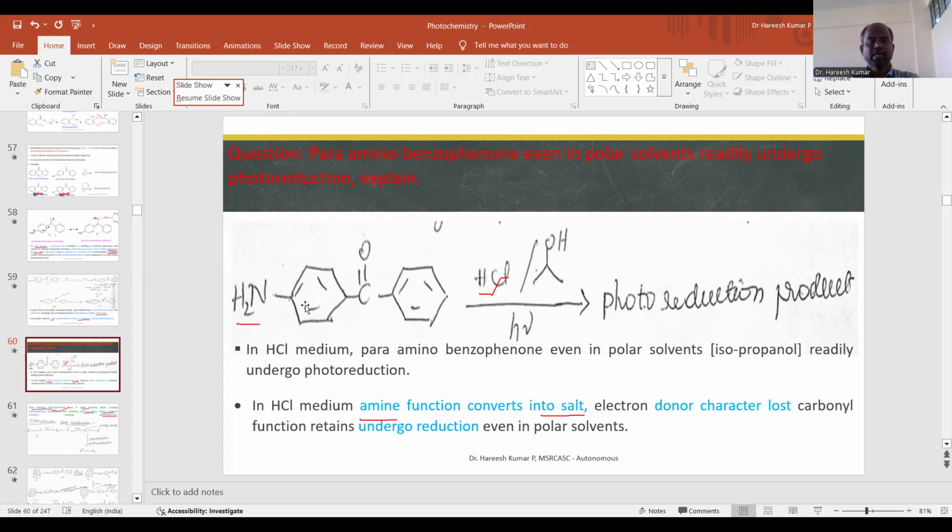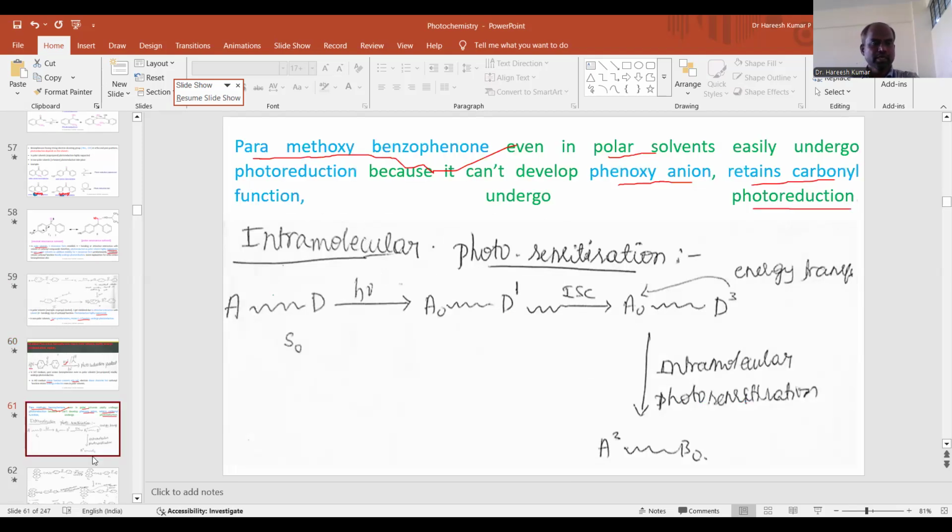So you can remember that para-aminobenzophenone undergoes photoreduction in the presence of HCl. Why? Because HCl converts the amino group into ammonium chloride, thereby the carbonyl nature of the benzophenone is retained. That's the reason it undergoes photoreduction. I will go to the next slide.